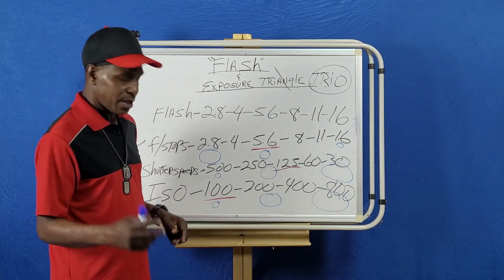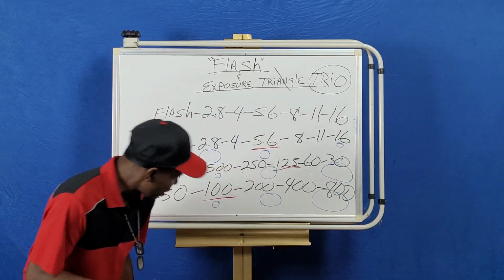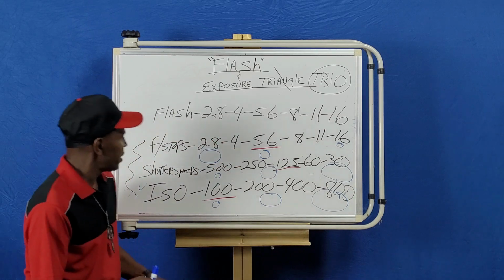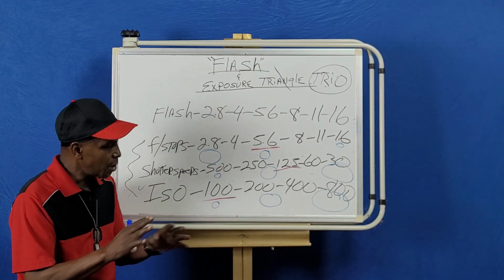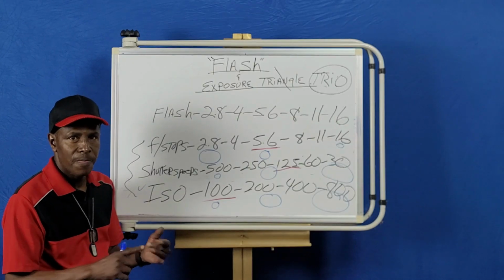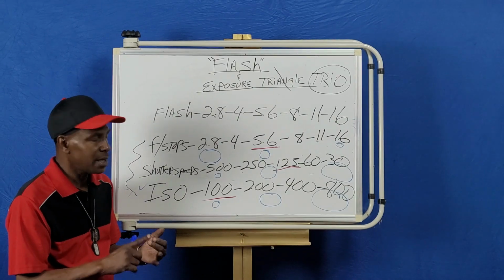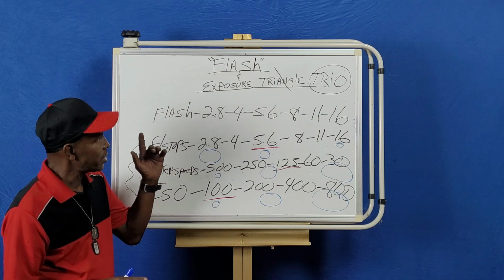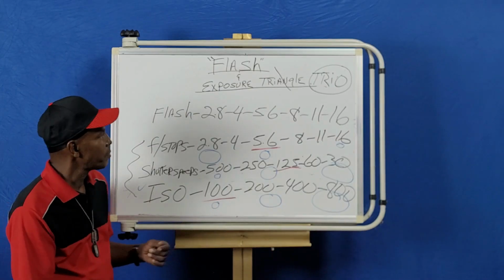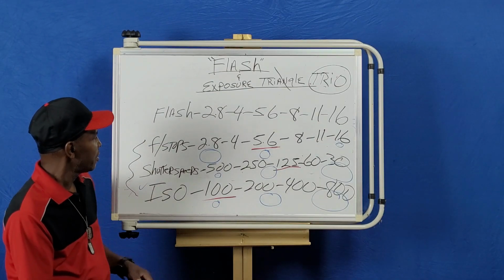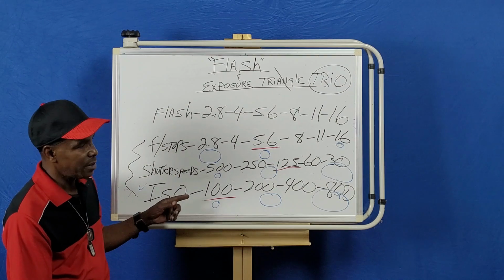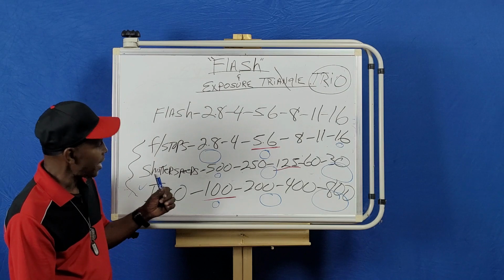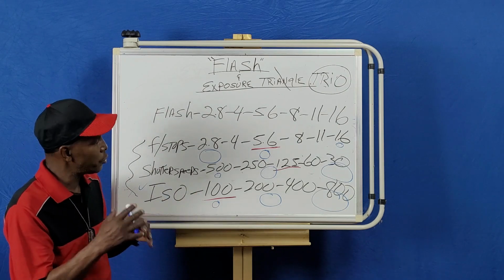Now you say, where does flash come in? Well, we're definitely going to get to that. So let's talk about this. When there's no flash, all you're using is ISOs, f-stops, and shutter speeds, which are the exposure triangle or trio. When there's no flash, they all work together. You can't have one without the other. There's no way possible. Now, once you know the rules, you can break the rules.